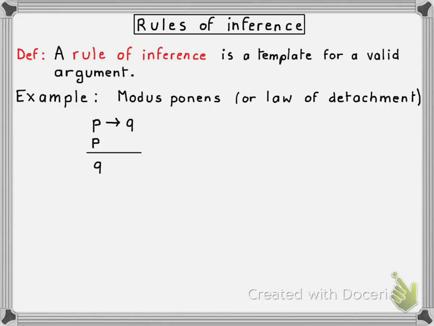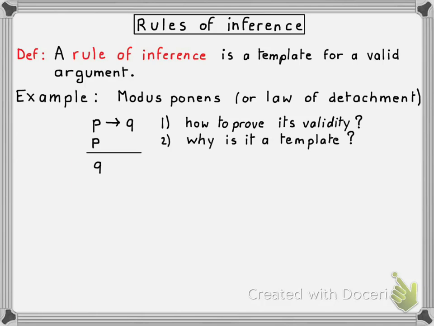So the first question is, how are we going to prove that this is a valid argument, a valid rule of inference? And second, why do we say it's a template, not just a basic argument?